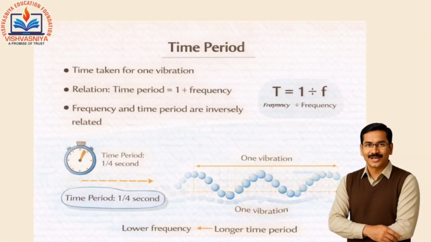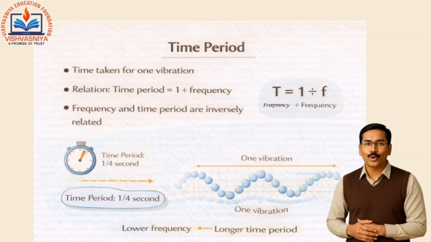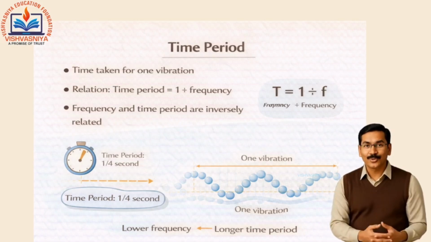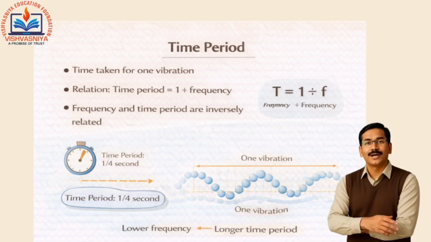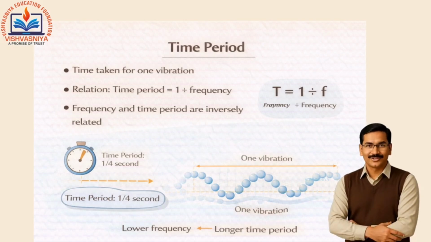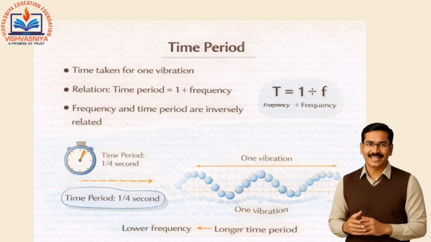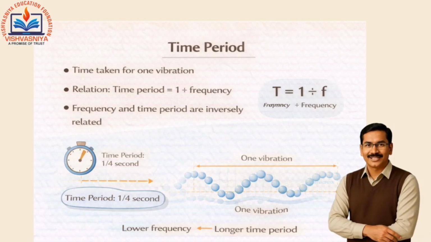Time period is the time taken by a particle to complete one vibration. The relation between time period and frequency is time period equals 1 divided by frequency, written in the formula T = 1/f. This shows that frequency and time period are inversely related.